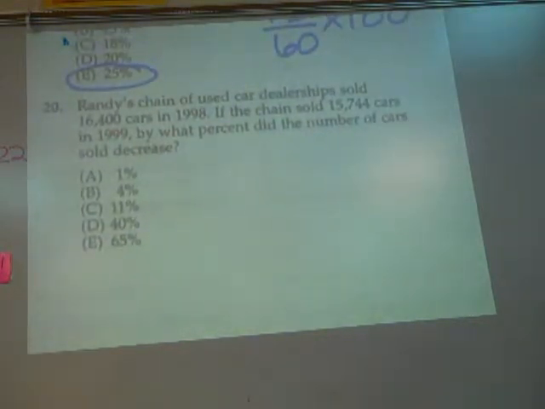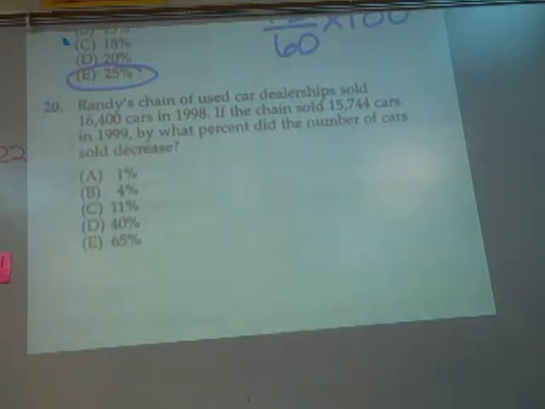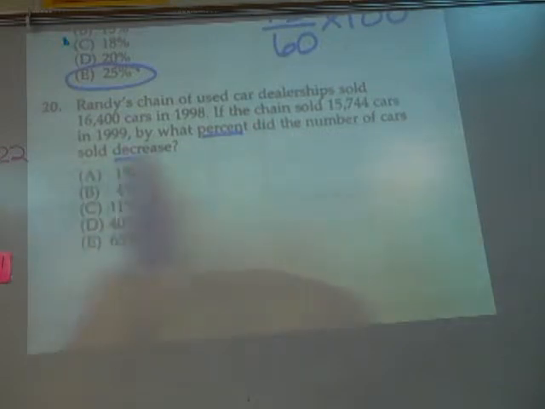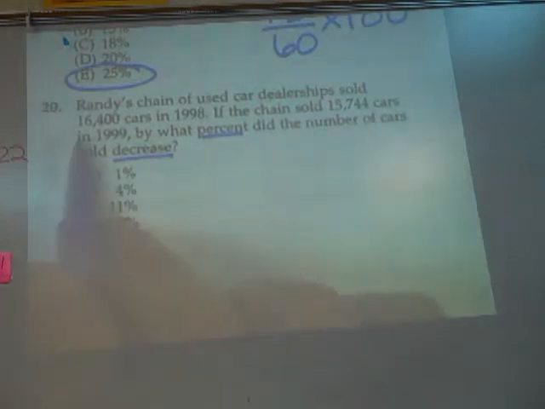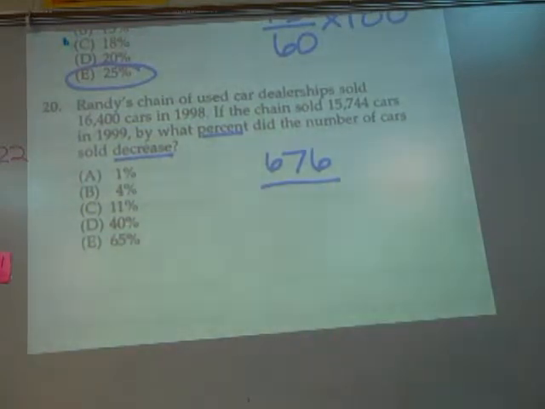Randy's chain of used car dealerships sold 16,400 cars in 1998. If they sold 15,744 cars in 1999, by what percent did the number of cars sold decrease? So percent decrease is the difference divided by the original. So the difference in those two numbers, what is it? I don't have it off the top of my head. 676. 676 is the difference. Over, which one would be considered the original?